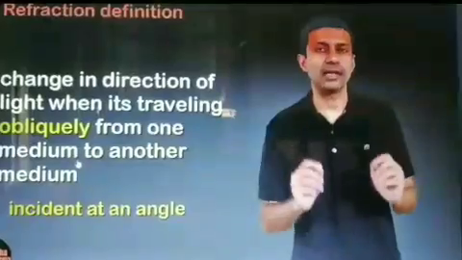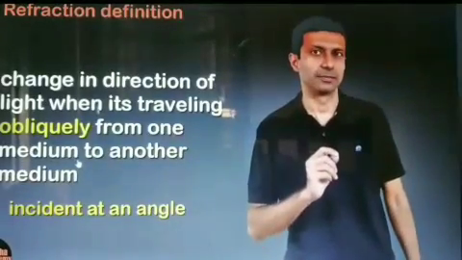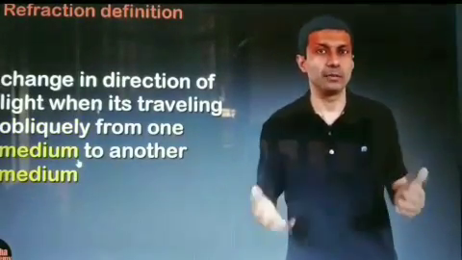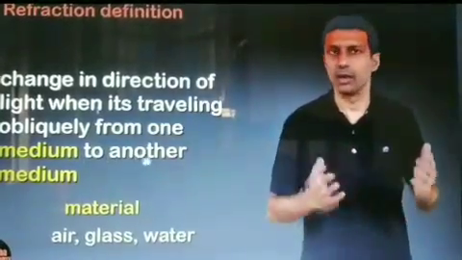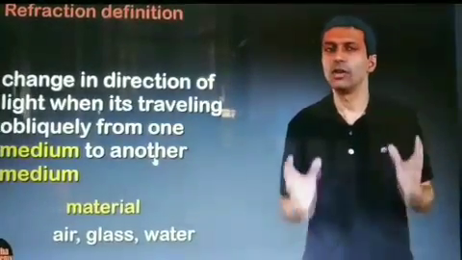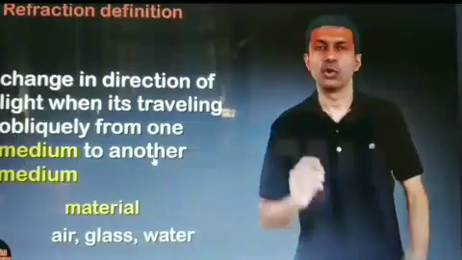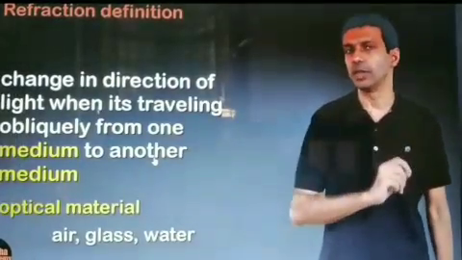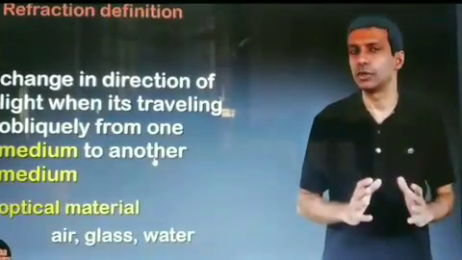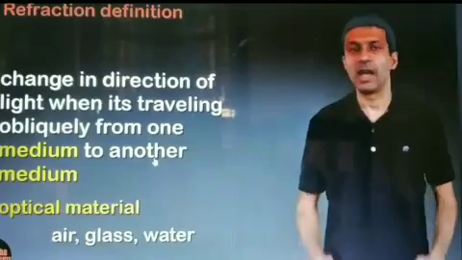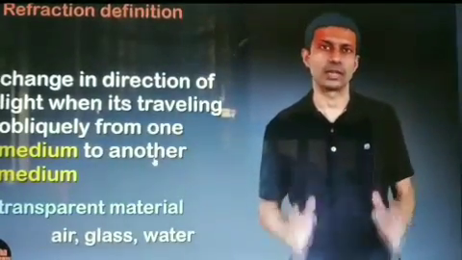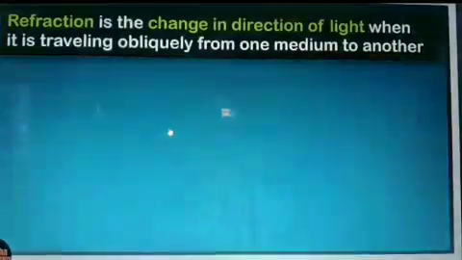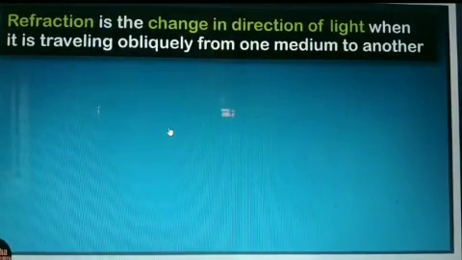Obliquely means the light is incident at an angle. And the word medium means material. For example, air, glass, water, these are all materials. You may also see the term optical material because optical refers to light. And for refraction, remember that the material needs to be transparent. Let's place the definition of refraction of light on our concept board.